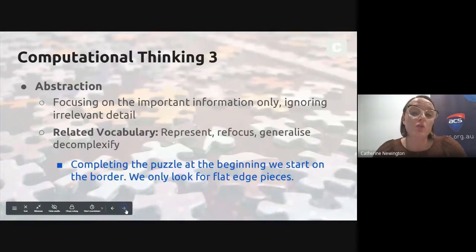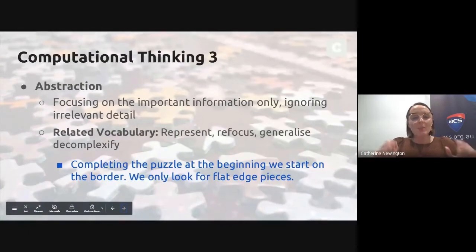Then we're looking at abstraction. And this is when we're focusing on the important information only and then ignoring everything else. So then it might be we're looking at representing, refocus, generalize, decomplexify, and bringing up that analogy of the puzzle.